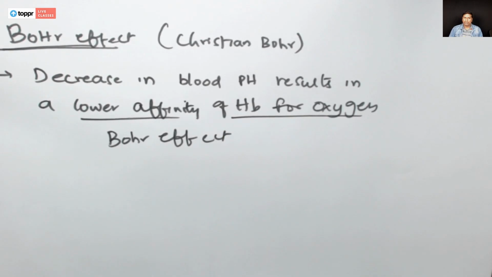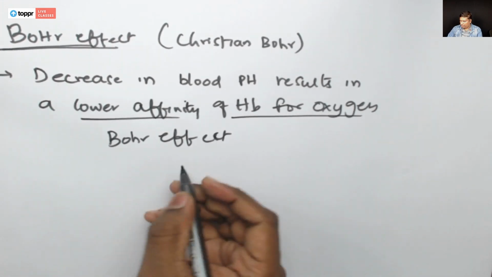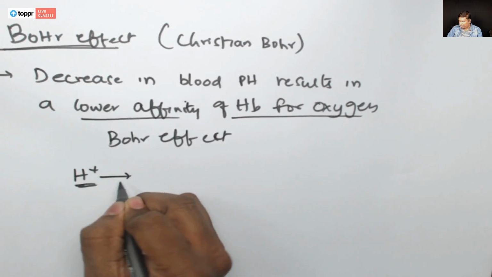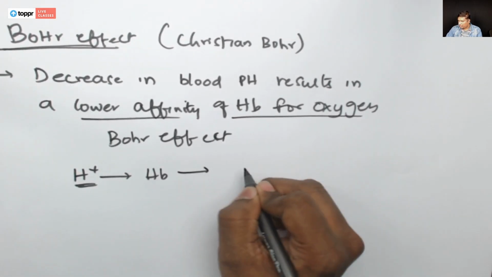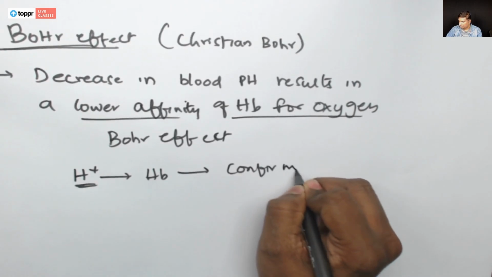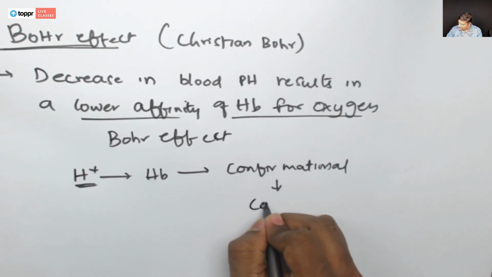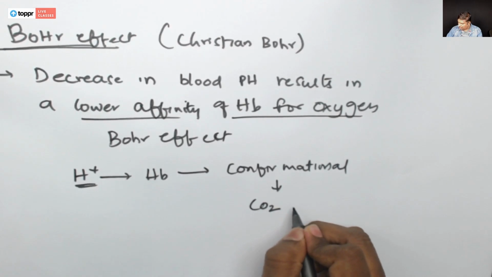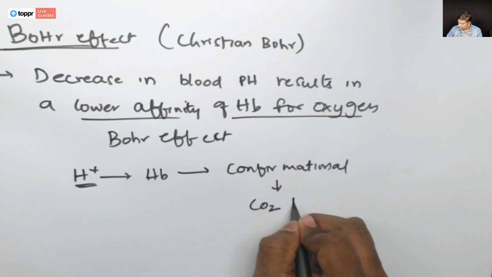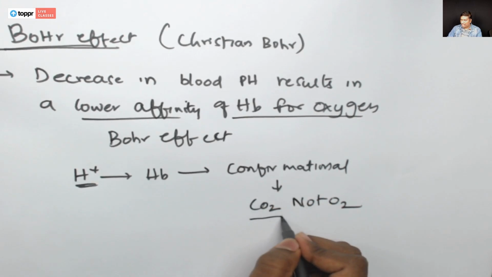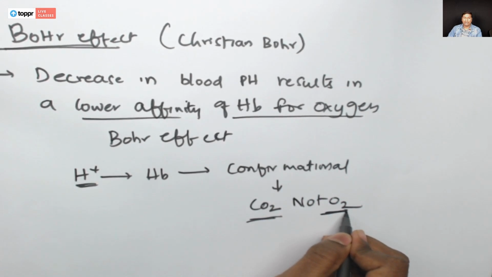Okay, so now why is this happening? This is happening because if you remember the initial part, I told you H+ ions bind to hemoglobin and cause a conformational change, and this conformational change will cause the carbon dioxide to bind but not oxygen. So the affinity for carbon dioxide will increase but not for the oxygen.